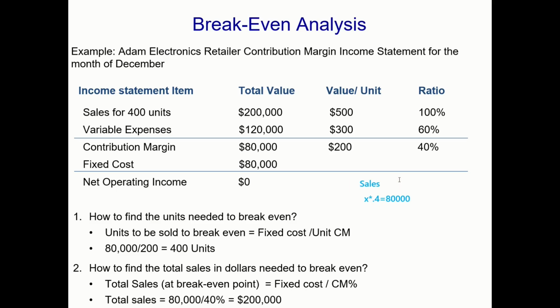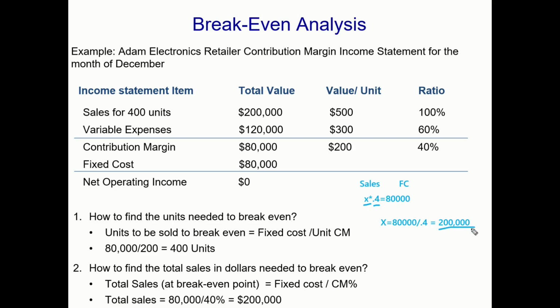Why 80,000? 80,000 is the fixed cost. You need to cover your fixed cost. We know the fixed cost. Well, let's solve this formula. From sales, which we don't know, we can keep 40% profit. Well, we can say X equal to 80,000 divided by 0.4. All I did is I divided both sides by 0.4. Simply put, X equal to 200,000.